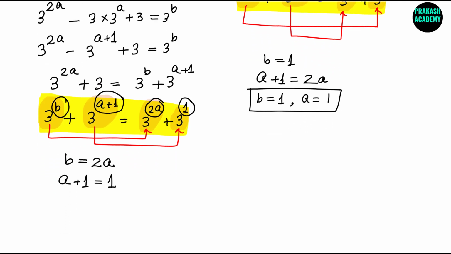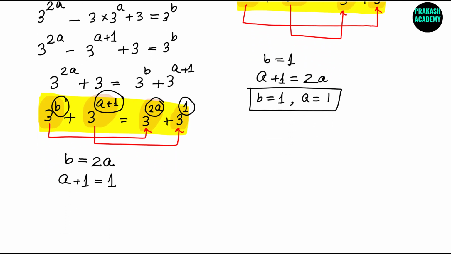Now if you consider this situation, in this case we will have a is equal to 0, and if a is equal to 0, b is equal to also 0. So these are the two solutions for a and b.